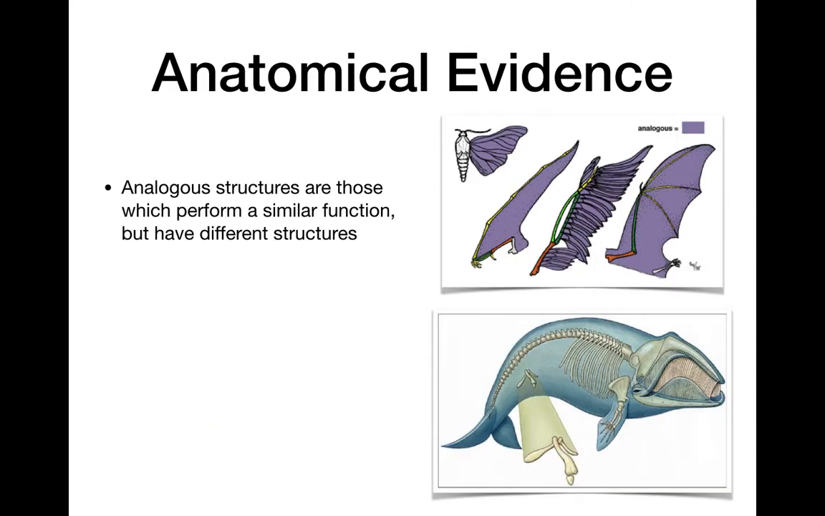Okay, other kinds of anatomical evidence. Analogous structures. Analogous is where they have a similar function but a different structure. A good example here are wings: insect wings, a bat's wing, a pterodactyl wing, and a bird's wing. They all perform the same function for the same environment, which would be the air, but they all have different structures. It proves that nature has different ways to evolve the same solution to the same problem.